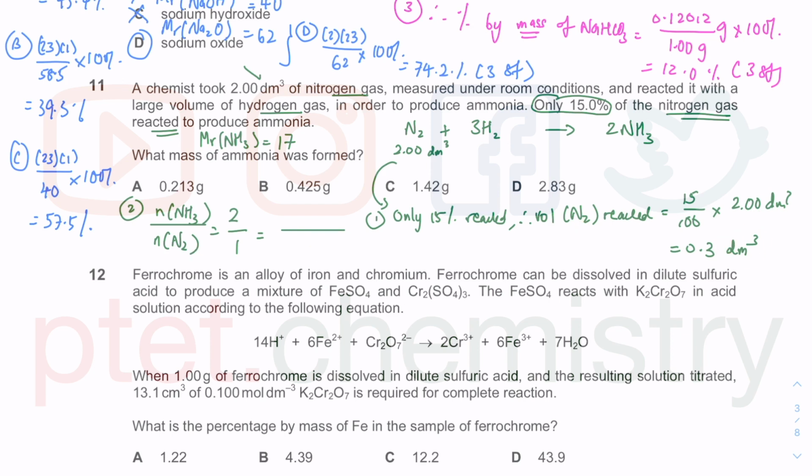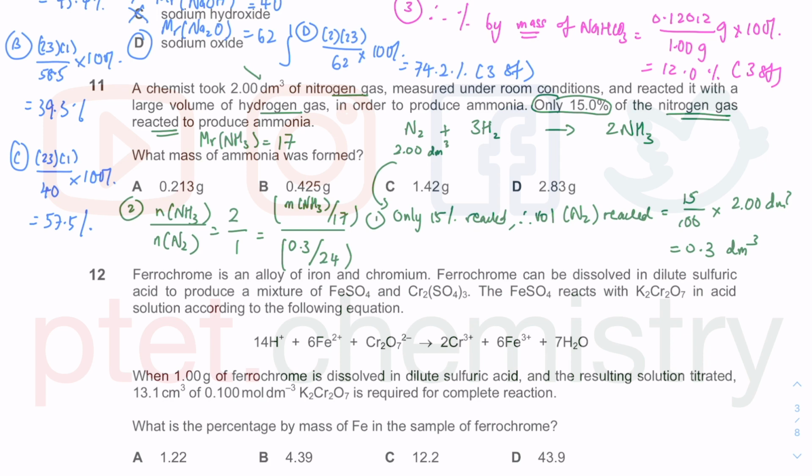The N2 is a gas, so this is in dm cubed, so I will divide it by 24 dm cubed per mole. This is the molar volume of gas. On top here, I want the mass of ammonia. Since I want the mass in gram, so I'll have the mass of NH3 divided by 17, because mass over MR will give me the mole of ammonia based on the actual volume of N2 that reacted, which is only 15% out of the 2 dm cubed.